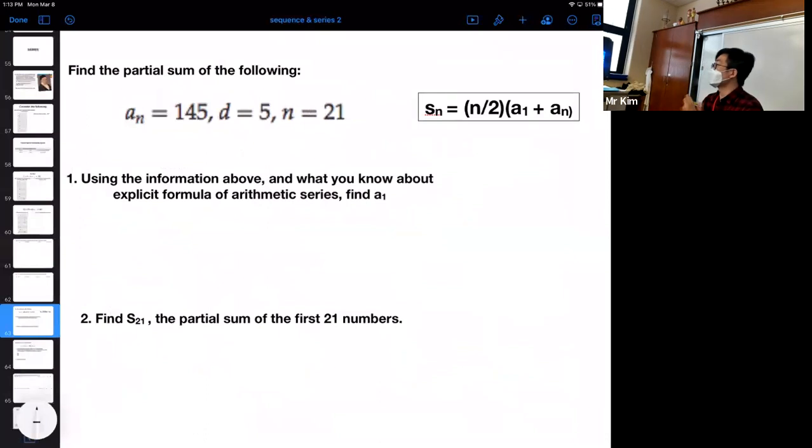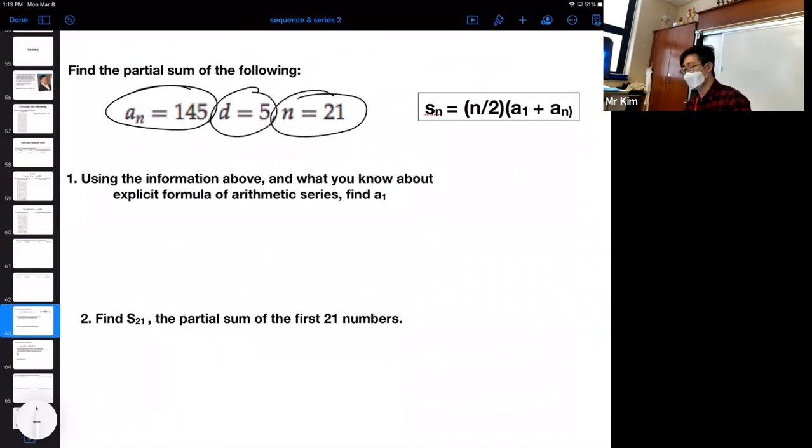On the homework questions, there are only a few of these that look like this, where instead of me giving you just sequences, I just give you a bunch of things. It could be a mix and match of various different types of ingredients. Here I give you the last term, the common difference, and I give you the n number. Using the information above and what you know about the explicit formula of arithmetic sequence, it asks you specifically to find a sub 1.